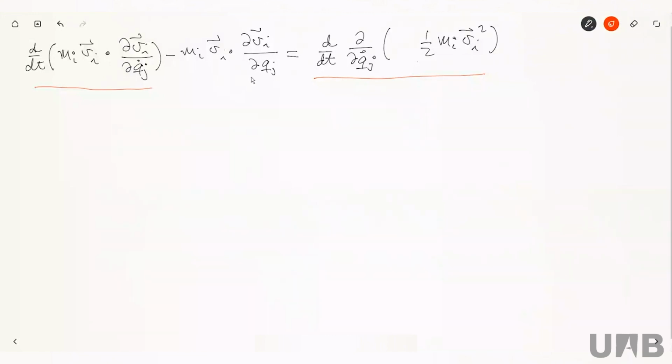And now comes the second term. What is the second term? It's a minus sign, and now it's the derivative with respect to q_j of the same expression. Because also when I take the derivative of a square, I bring down a factor of 2. So that it gives me m_i v_i times the derivative of v_i with respect to q_j. That's exactly what I have. So this term is this term.